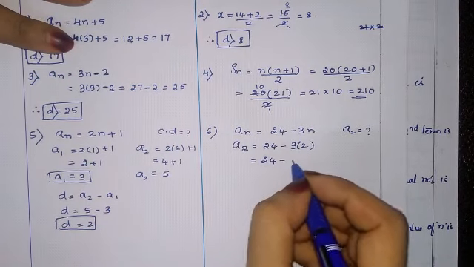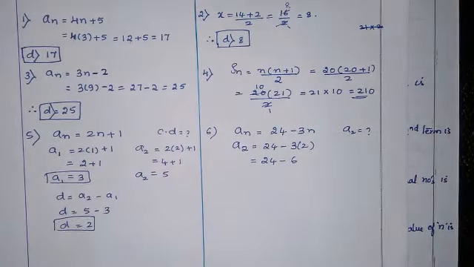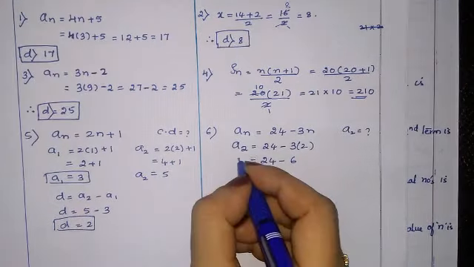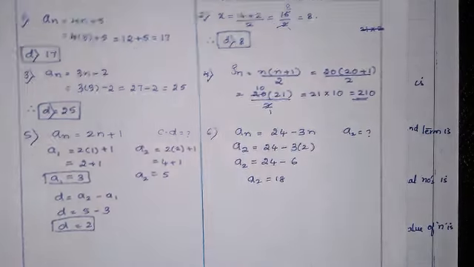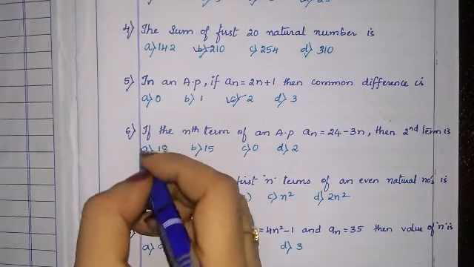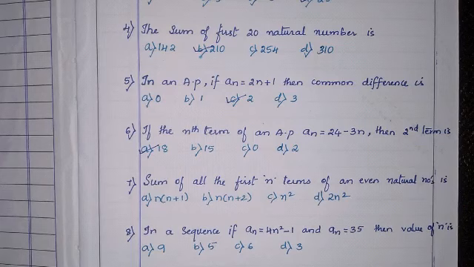24 minus 6 is nothing but 18. So the second term A2 is 18. Let us check: yes, option A is 18.